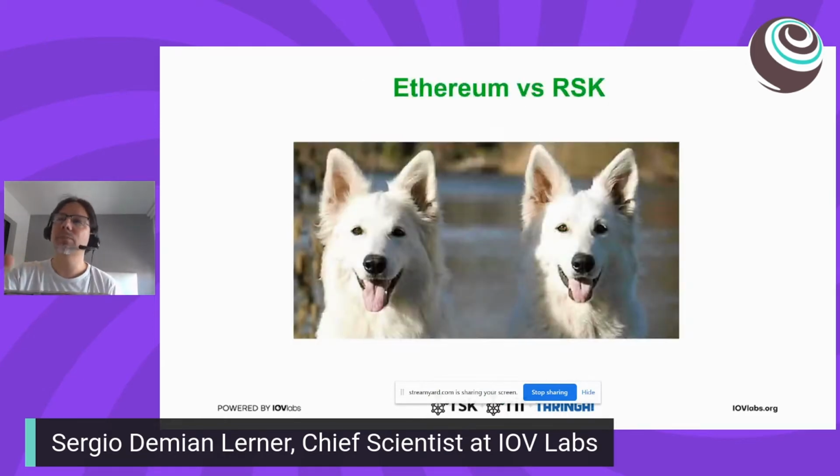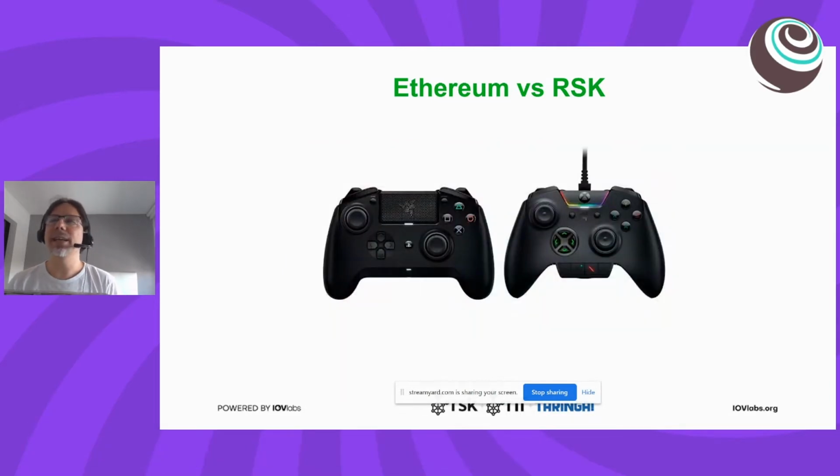Okay, so RSK on the outside looks very similar to Ethereum. It has the same programming interfaces. You can use Truffle, the same development tools, but essentially it's a chain that is compatible with Ethereum, but internally it's very different from Ethereum in the data structures it uses, in the trade-offs it makes, and also in the goals in the long term.